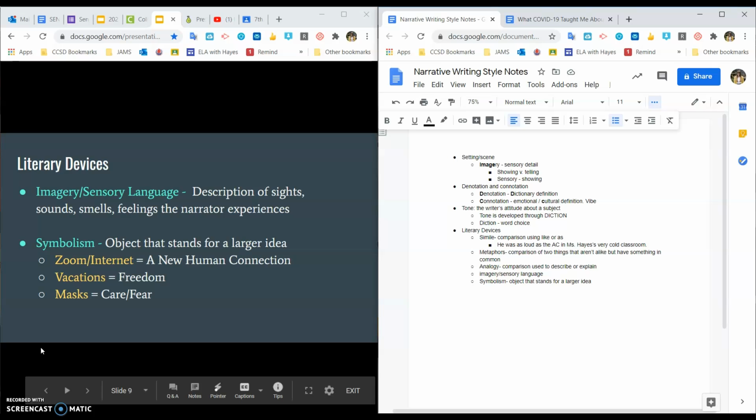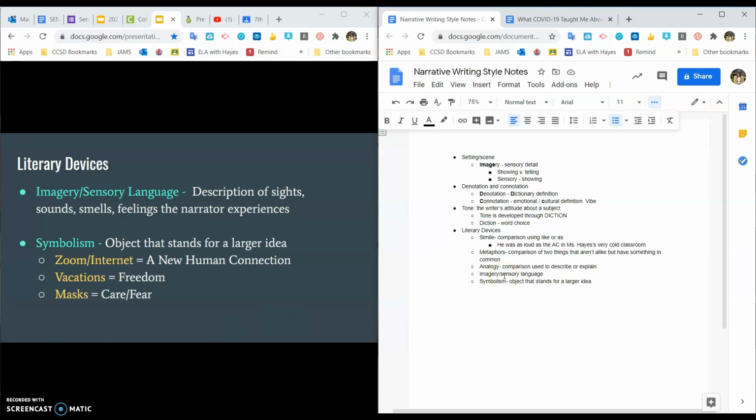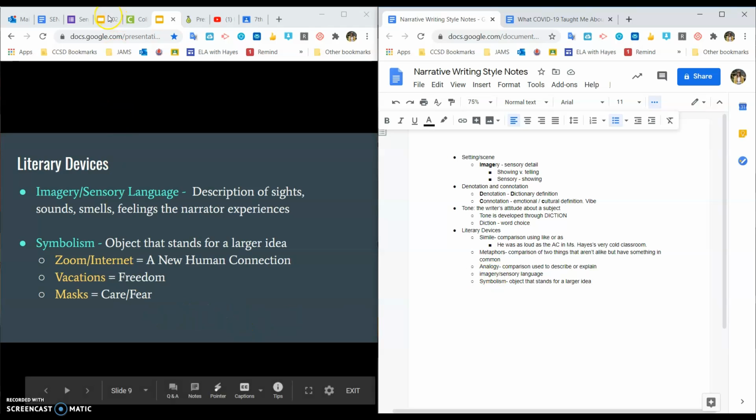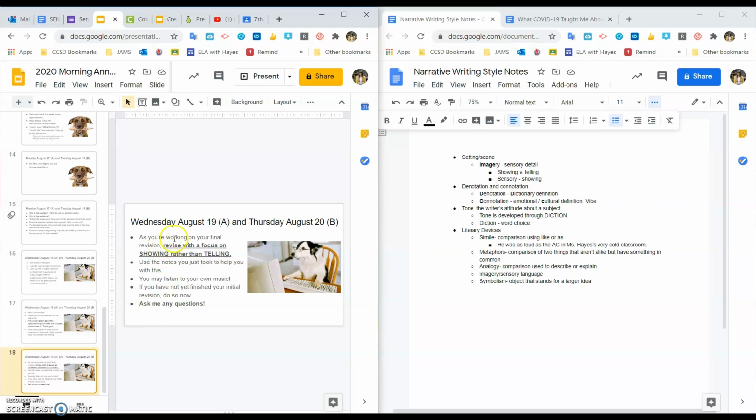Now, why are we doing this? Well, we're doing this because it's important for you to know these ideas, but also you're going to apply some of these ideas to your articles. So when you look here, you'll notice that when we worked in class, as you worked in your final revision, you revised the focus on showing rather than telling. You use these notes over here that you took to help you with this.